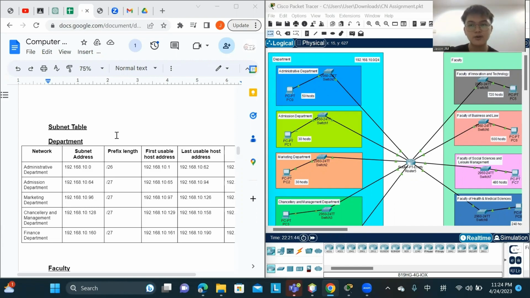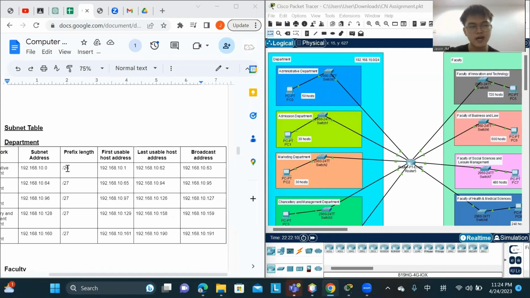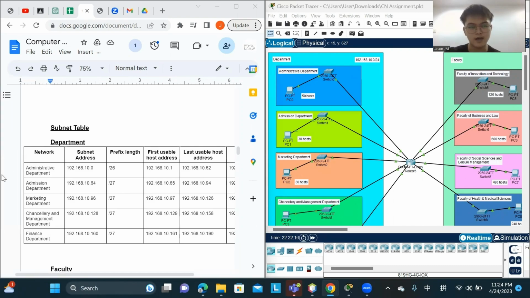So let us take a look at the first example. As we know, 6 host bits give 64 available slots, and the subnet address starts from 0, so the range will be 0 to 63. So we can see the administrative department has 192.168.10.0 as the subnet address, which is the first IP address of the range, and the last IP address of the range, 192.168.10.63, will be the broadcast address of the administrative department.